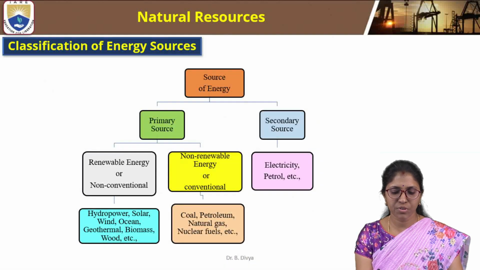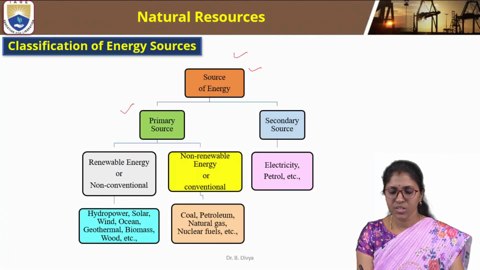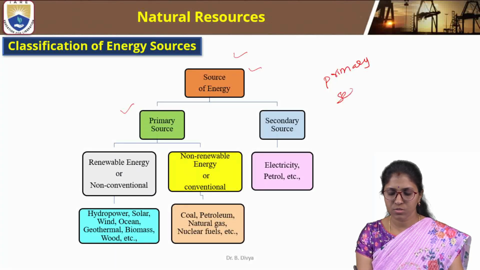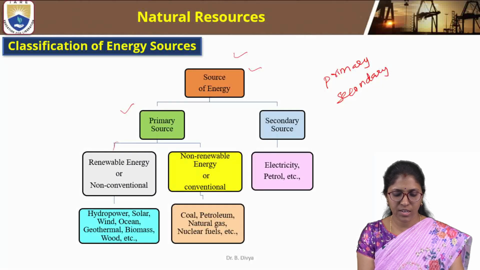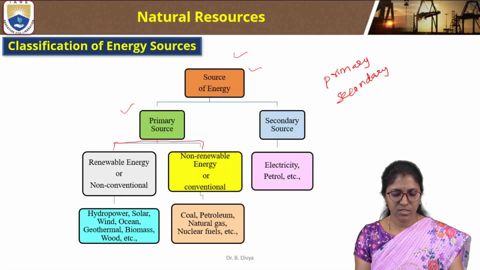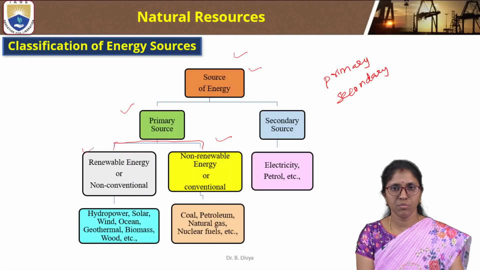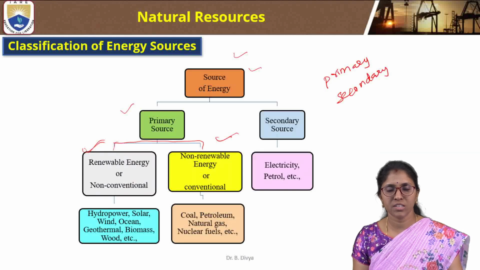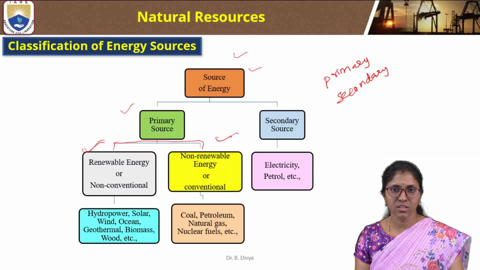This is the classification of energy sources. The sources of energy are divided into primary source and secondary source. The primary source is again divided into two types, that is non-renewable energy and renewable energy. Non-renewable energy is also called conventional energy, and renewable energy is called non-conventional energy.